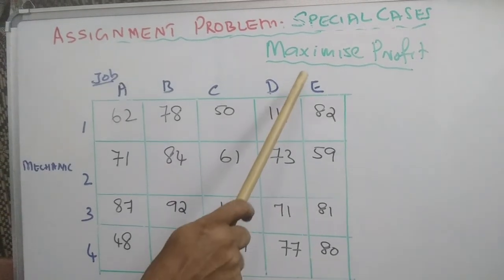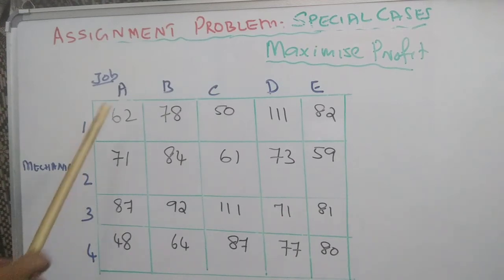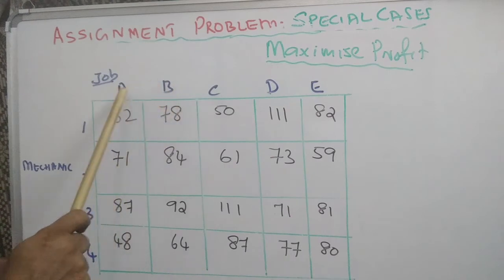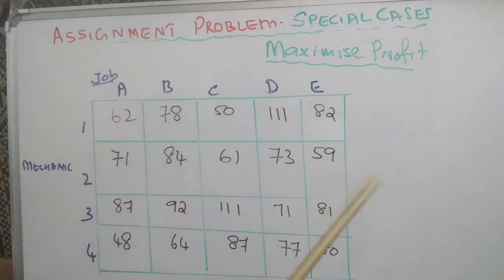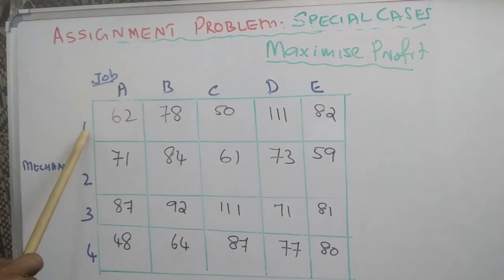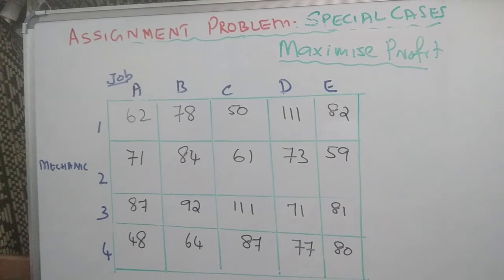This is a problem of maximization of profit. The question is maximize profit. What are the components? Five jobs are there: A, B, C, D, E. Five jobs. And only four mechanics: 1, 2, 3, 4. This is a double strong problem.